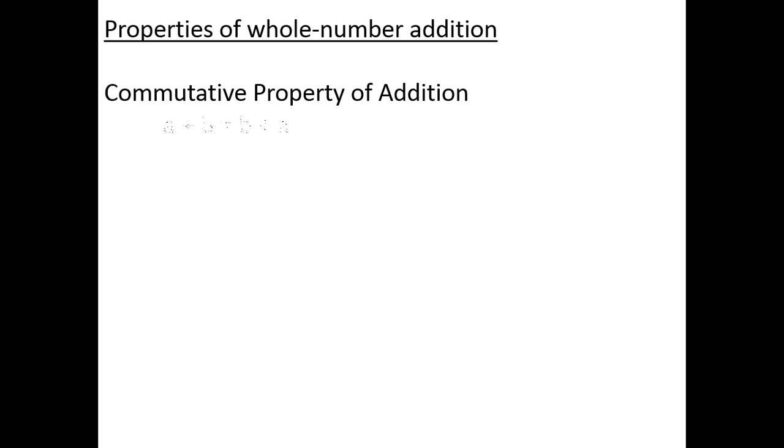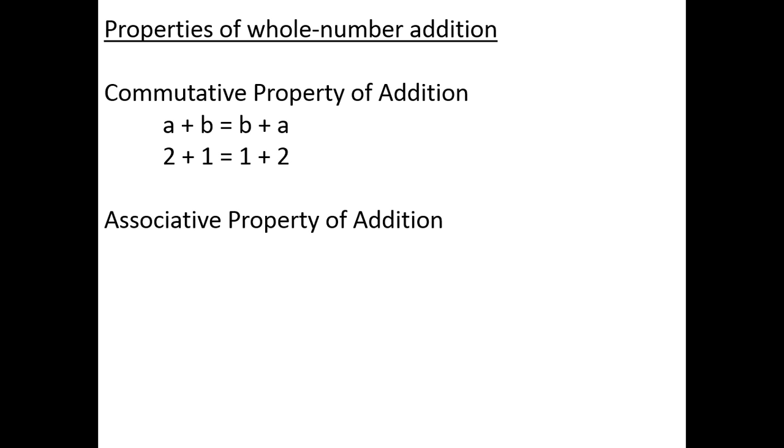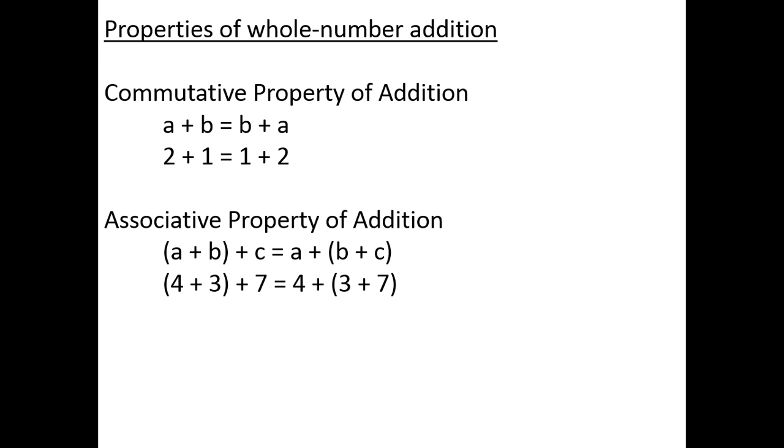There are some properties of whole number addition that you're probably familiar with, but you may not be completely familiar with the names. There is a commutative property of addition, which says that we can add numbers in any order and still have the same sum. There's an associative property of addition, which says we can group numbers in any order and still have the same sum. And there's an identity property of addition, which says that we can add 0 to any number and still have that same number we started with.